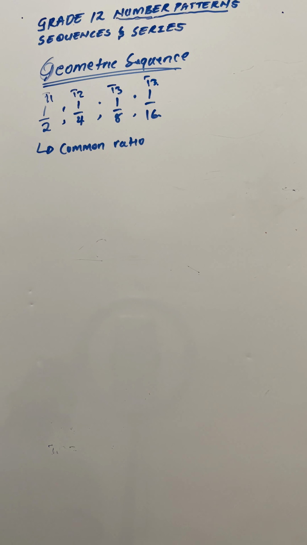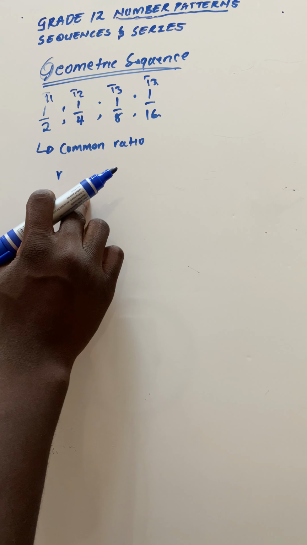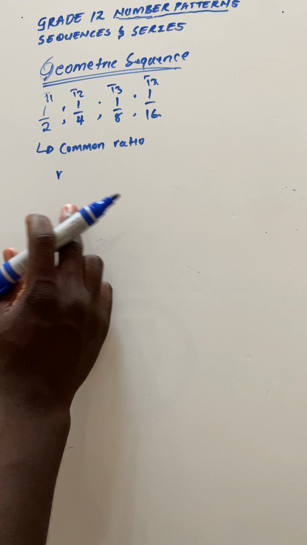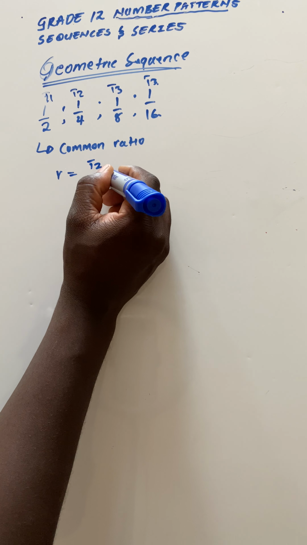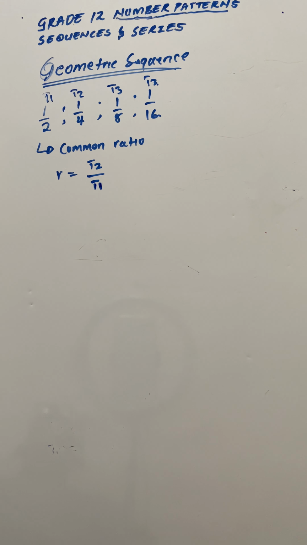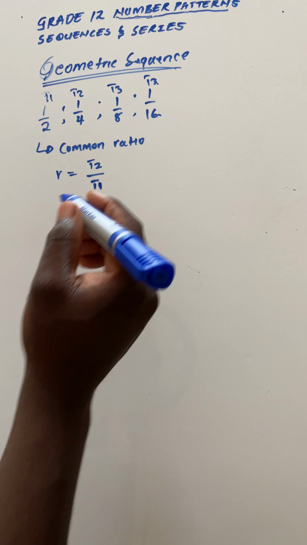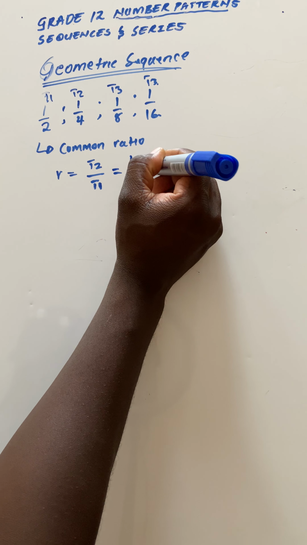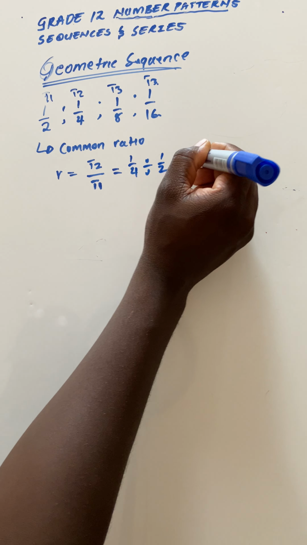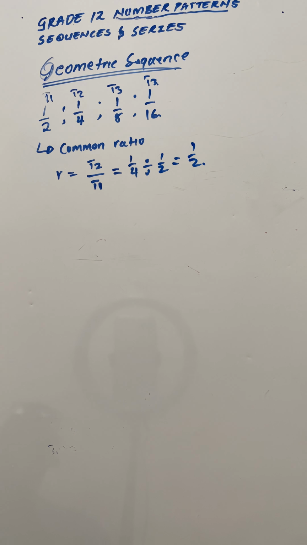The way in which you calculate a common ratio is: we use the symbol R to represent our common ratio. So our common ratio R is equal to term 2 over term number 1. It will mean 1 over 4 divided by 1 over 2, and we get 1 over 2. So that will be our common ratio.